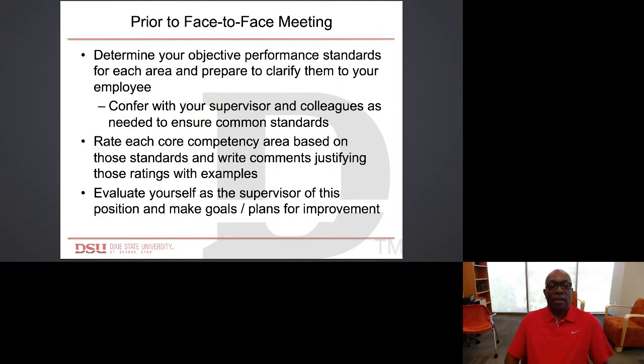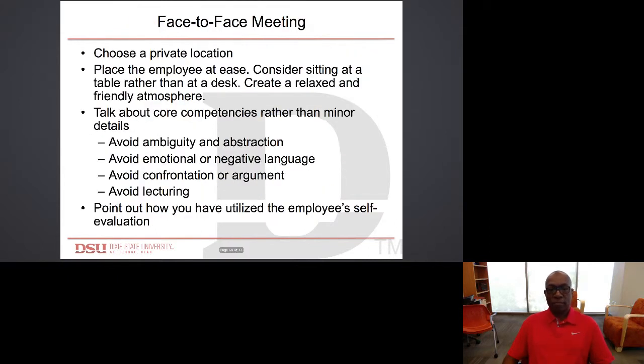Prior to face-to-face meetings, supervisors should determine their objective performance standards for each area and prepare to clarify them to your employee. Confer with your supervisor and colleagues as needed to ensure common standards. Rate each core competency area based on those standards and write comments justifying those ratings with examples. Evaluate yourself as a supervisor of this position and make goals and plans for improvement.